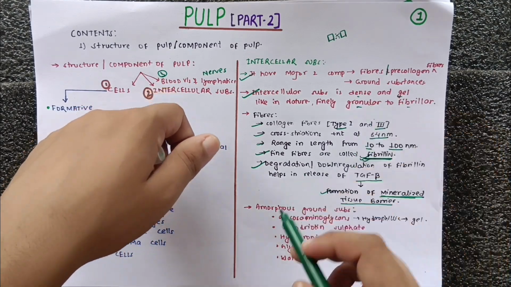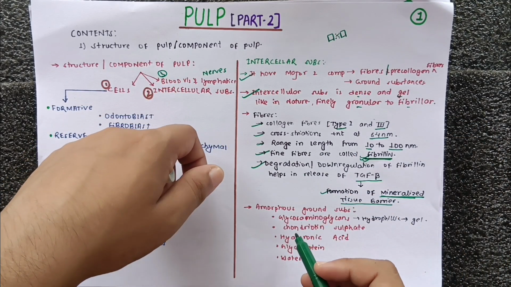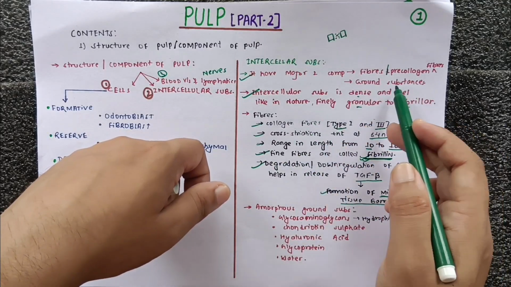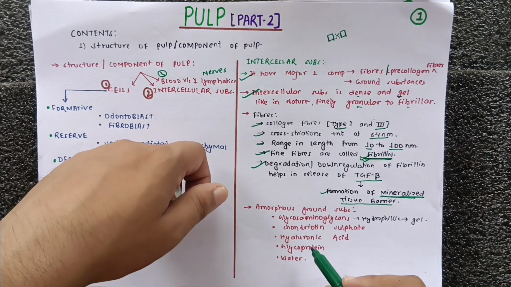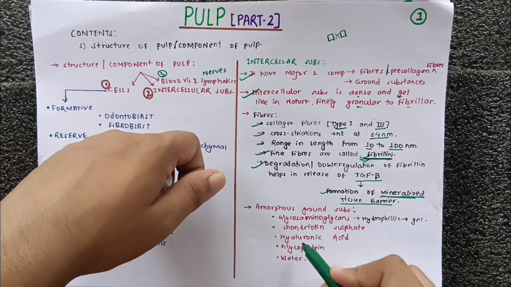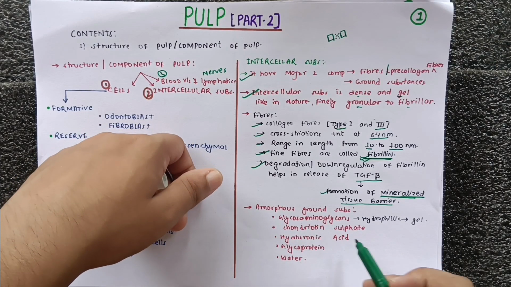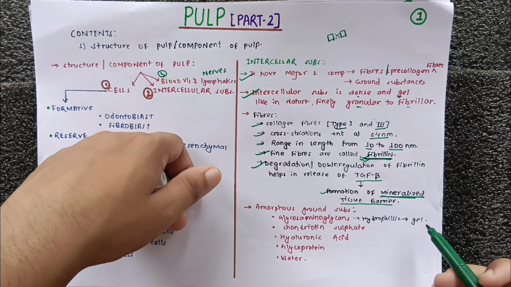Okay, and after that, in the amorphous ground substances, so with this fiber also we have ground substances, and in these amorphous ground substances we have different kinds of biochemical substances, like glycosaminoglycans. Okay, so GAGs, they are hydrophilic and they form a gel-like structure.